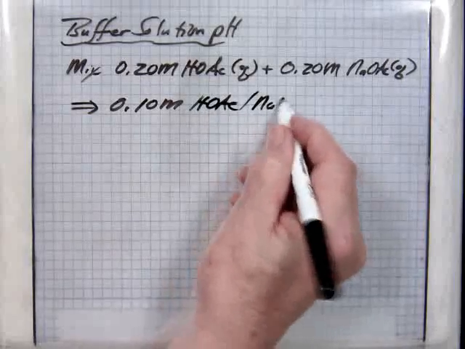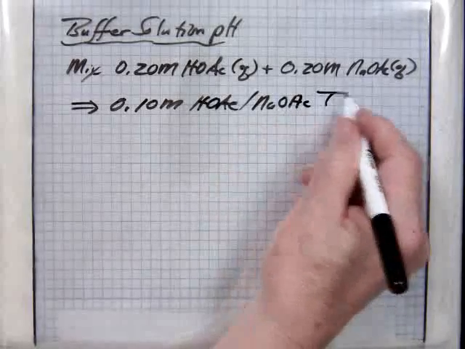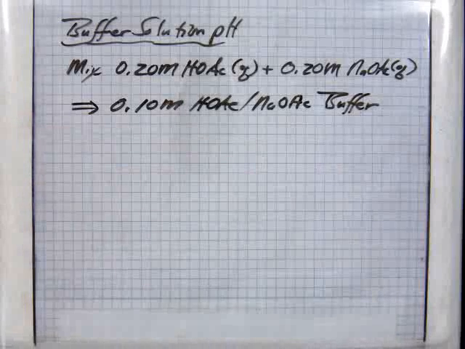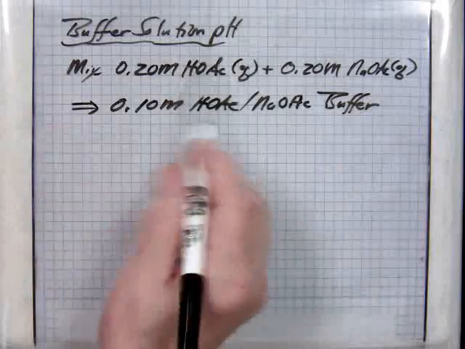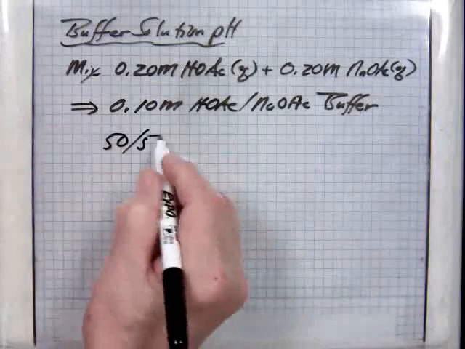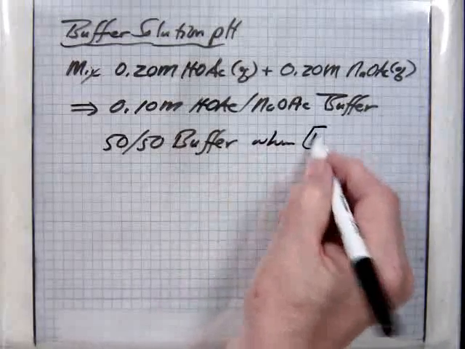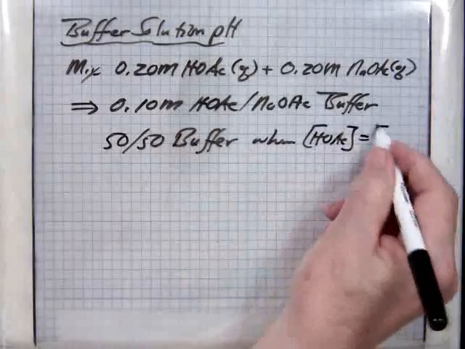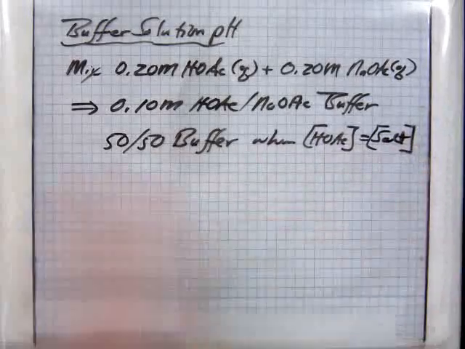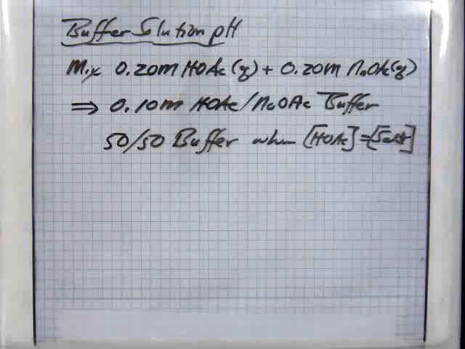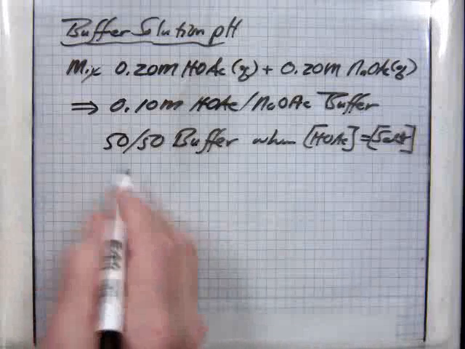0.10 molar HOAc, NaOAc buffer. This is when both of the ion concentrations are identical, and this is called a 50-50 buffer. So we mix this together, and here's our buffer solution, and the buffer solution concentration is 0.1 molar.